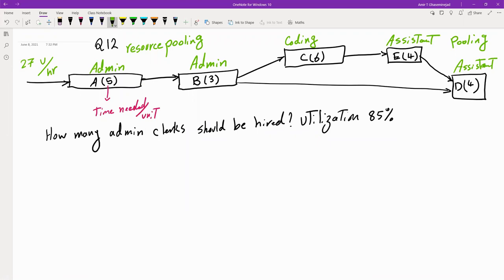We're solving for the number. Like, we want to find out how many admin clerks we need, and admin clerks are doing these 5 minutes of work and 3 minutes of work for every arriving job combined. So basically, we have to look at these two together. So to answer that part of the question, 5 plus 3 is 8. 8 minutes of work must be done per unit. This is the admin work per unit.